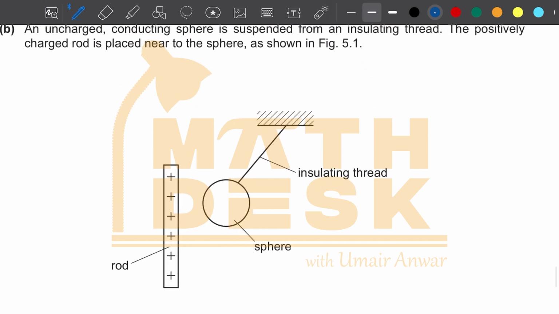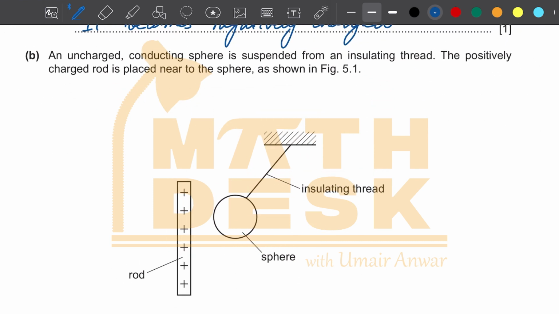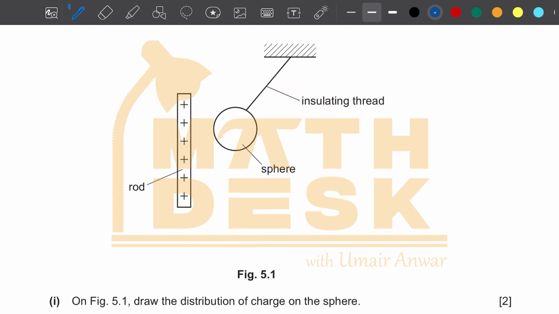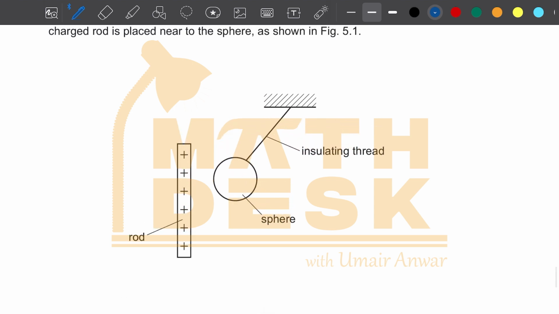An uncharged conducting sphere is suspended from an insulating thread. The positively charged rod is placed near the sphere as shown in the figure. On figure 5.1, draw the distribution of charge on the sphere.